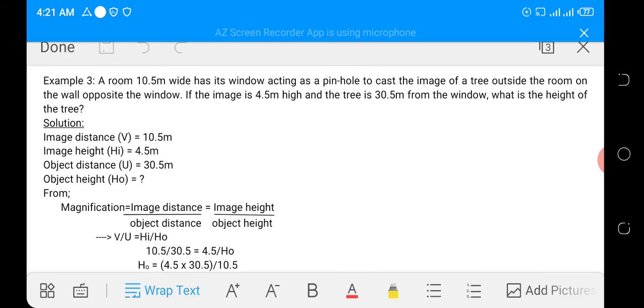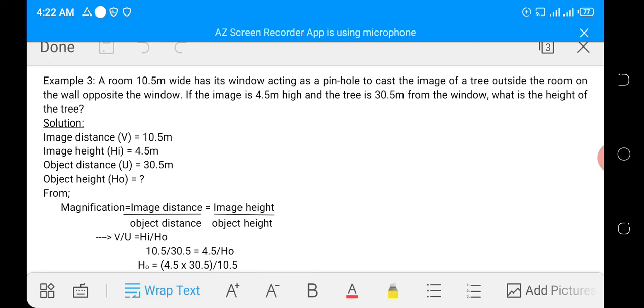Example 3. A room 10.5 meter wide has its window acting as a pinhole to catch the image of a tree outside the room on the wall opposite the window. If the image is 4.5 meter high and the tree is 30.5 meter from the window, what is the height of the tree? Solution. From the question, our image distance is 10.5 meter. Our image height is 4.5 meter. Our object distance is 30.5 meter. Then object height is what we are looking for, unknown.